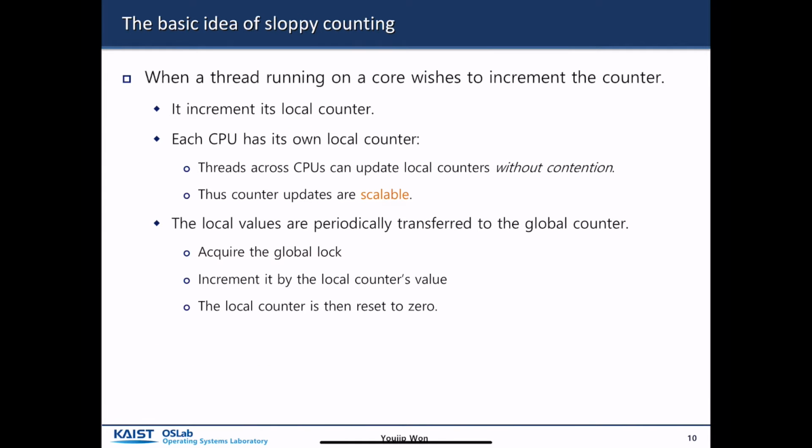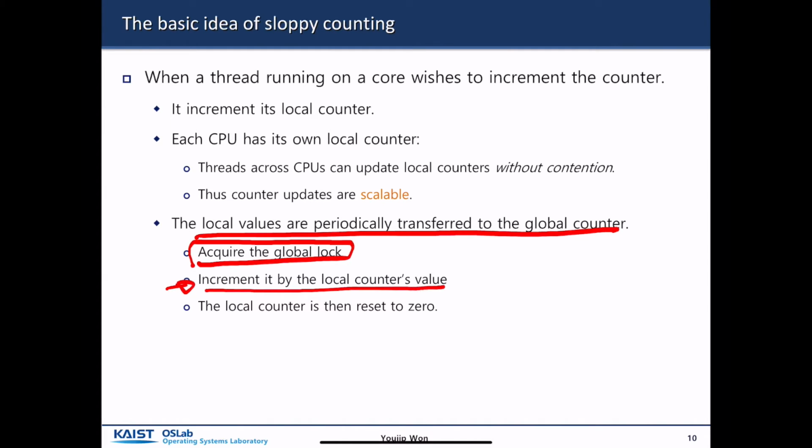The basic idea of sloppy counting is quite straightforward. When a thread needs to update the counter, to decrease or increase it, it updates the local counter. Since it updates the local counter, there is no contention. And the value of the local counter is periodically folded into the global counter. It is updated as follows. The local counter is transferred to the global counter as follows. It acquires the global lock and increases the value of the global counter by the local counter's value. And then the local counter is reset to 0. And then we have to, of course, release the global lock.